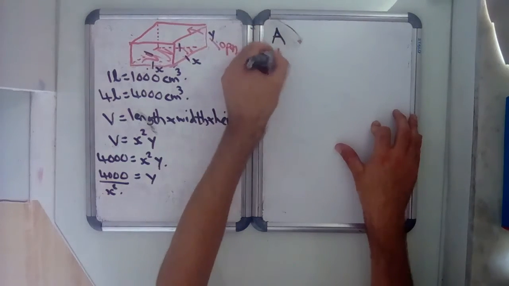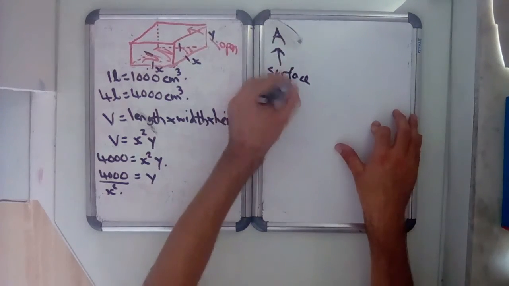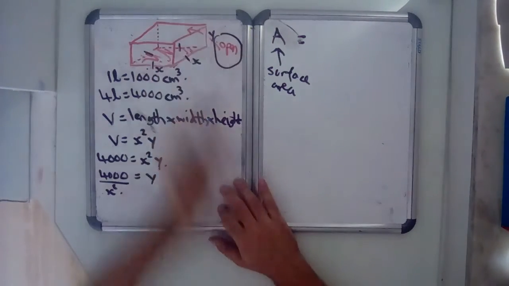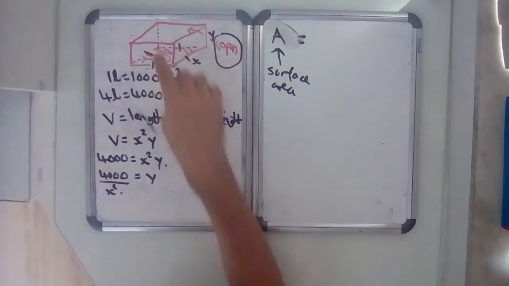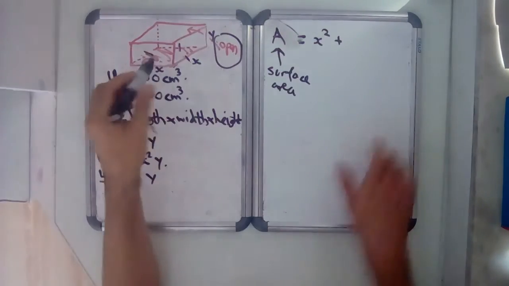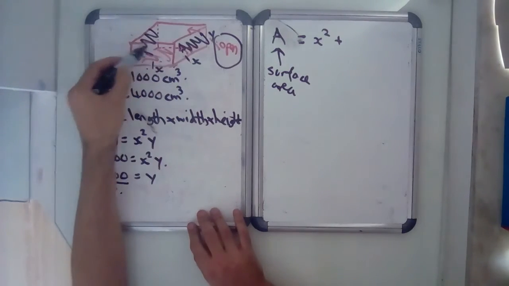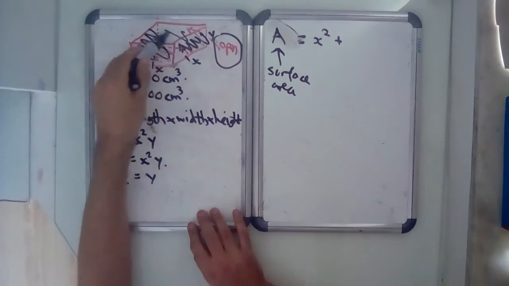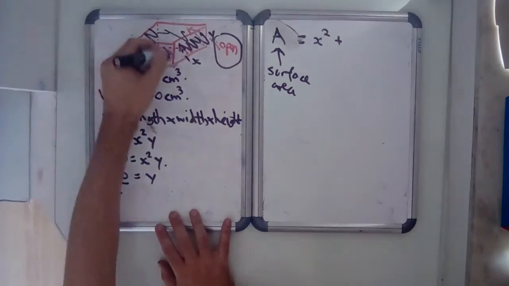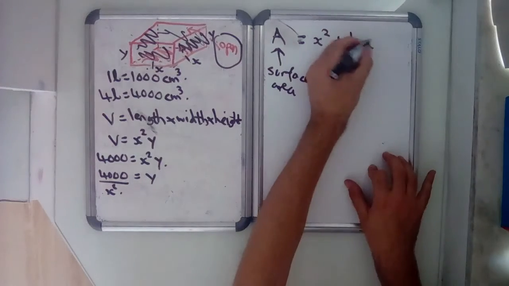Surface area. In fact, should we just call it A? So, A, and we're going to read for that surface area equals, so the surface area of this, now be careful, don't forget it is open, so it's going to be the base X squared plus, well, it's going to be four of these, so you've got the base plus the two side walls plus the front plus the back, so there are four, they are all X times Y, so plus four of XY.